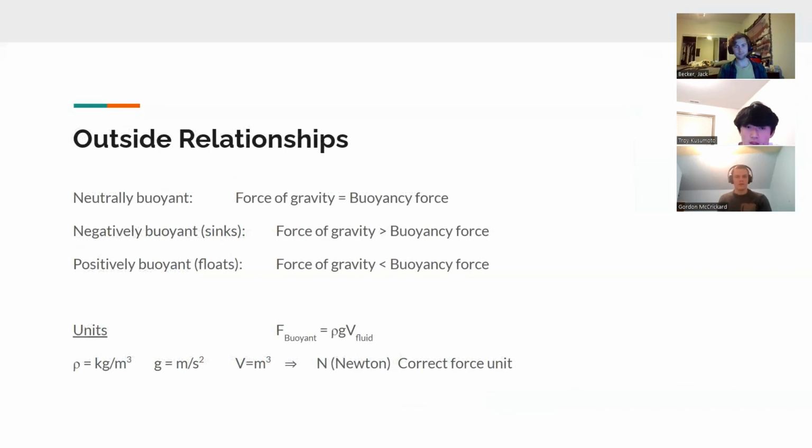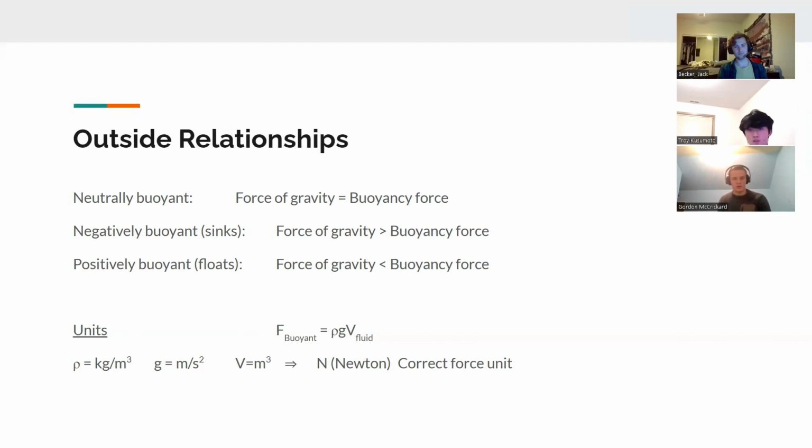An object would be said to be neutrally buoyant if the force of gravity on that object is equal to the buoyancy force. It would be negatively buoyant and sink if the force of gravity on the object is greater than the buoyancy force exerted on that object. And it would be positively buoyant and floating if the force of gravity is less than the buoyancy force.